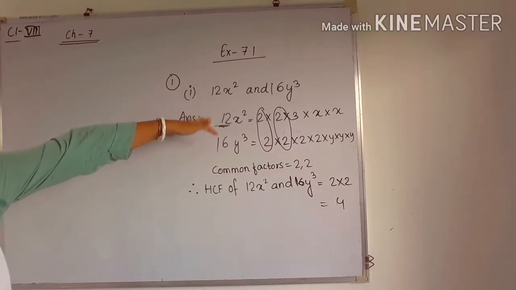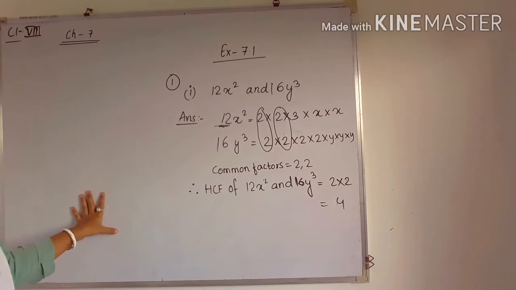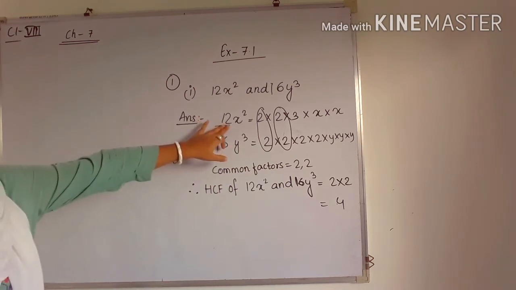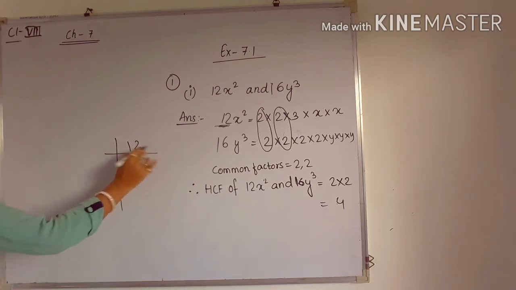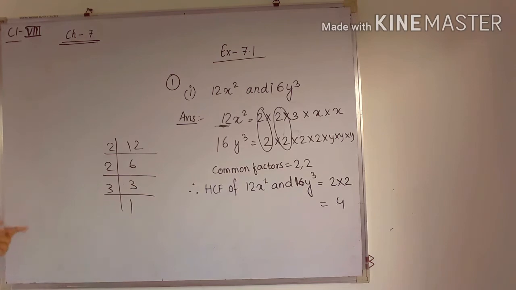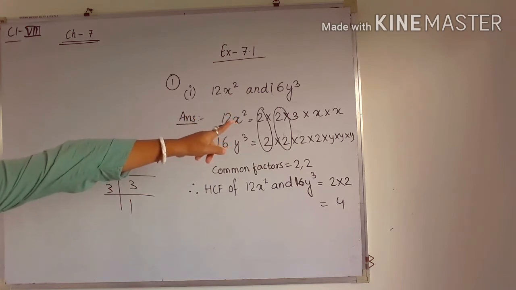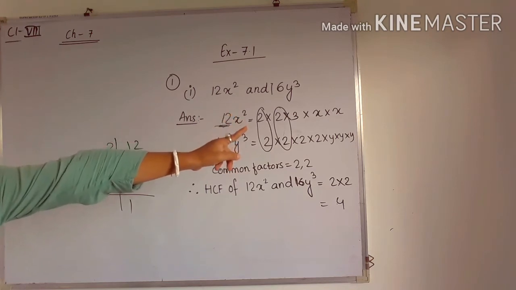So in question number 1, see what the question is. We have to find the HCF of 12x square and 16y cube. First of all, you have to factorize each algebraic expression. So 12 can be factored using this method: 12, 2 sixes are, 2 threes are, and 3 ones are. So 2 into 2 into 3 will be 12. Then x square can be factored as x into x.